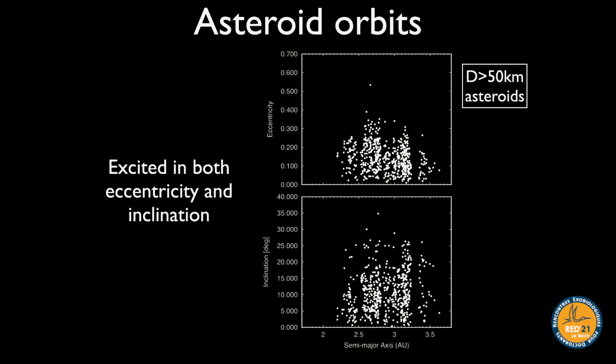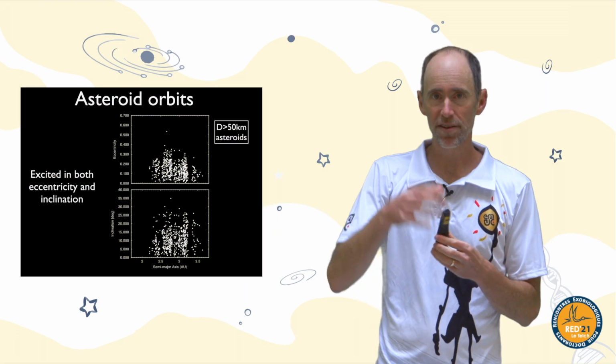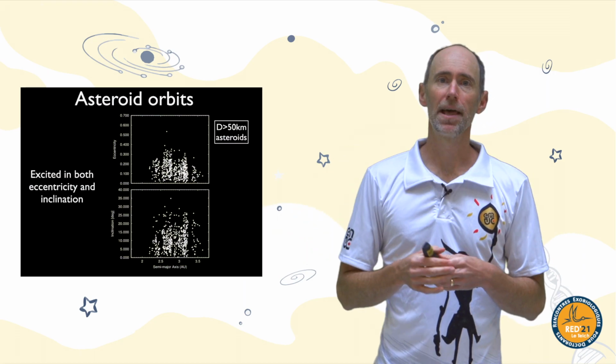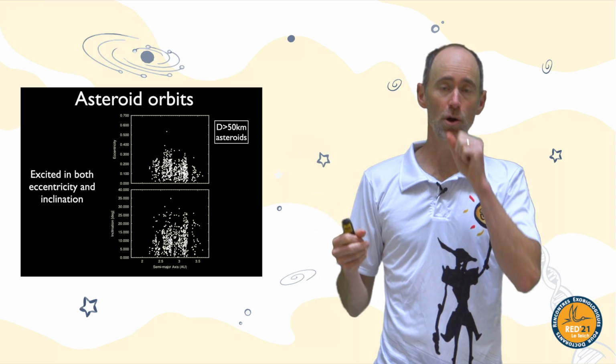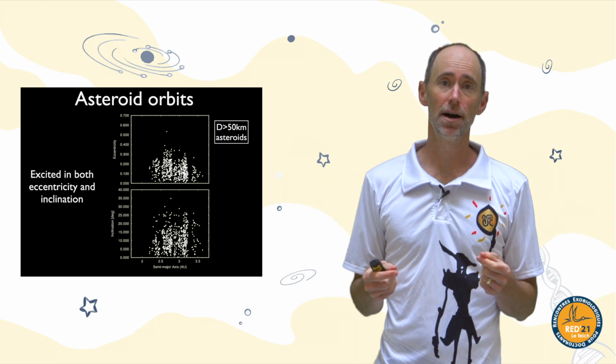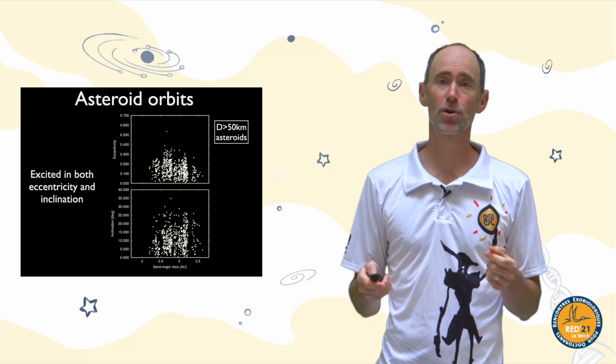Basically, the asteroids' orbital eccentricities and inclinations are both pretty excited. You can see the eccentricity on the top and the inclination on the bottom. These are only for the biggest asteroids, but you can see their orbital eccentricities go from 0 to 0.2, 0.3, and their inclinations from 0 up to more than 20 degrees. Compare that with the planets. All the planets' orbits are within a few degrees of the same plane, and none of the planets has an orbital eccentricity anywhere near 30%. So the asteroids' orbits are very excited.